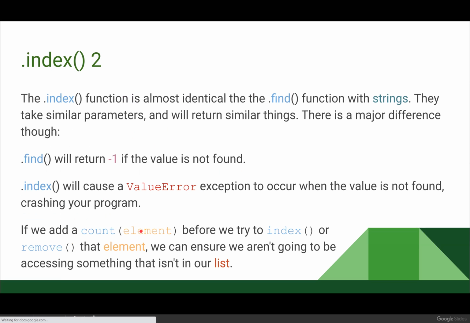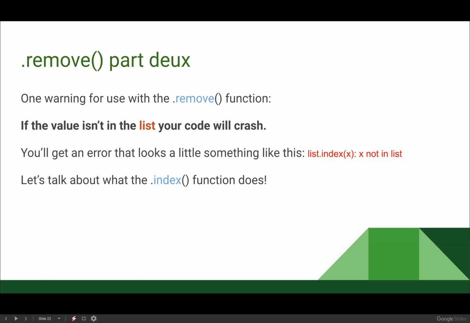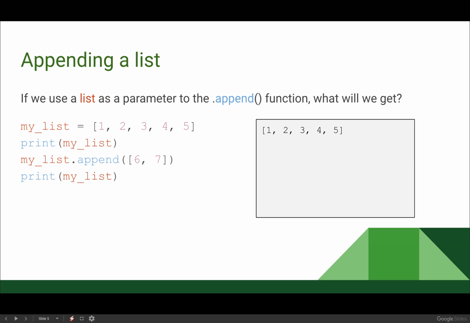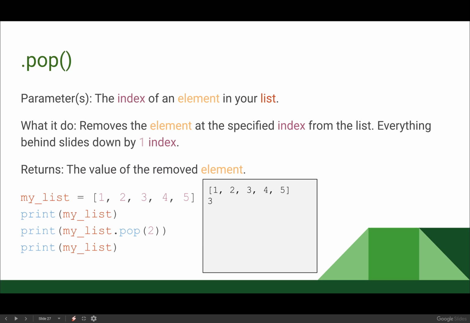Most of these methods are not going to return anything. Index will return something, remove will not return anything, count will, but most of the other ones that are going to change our list somehow will not return anything. Pop will return something. It'll return the value that was removed. So my list is 1, 2, 3, 4, 5. If I pop at index 2, 0, 1, 2, that will return the value 3. And this will also change my list. So my list is now 1, 2, 4, 5, because I've removed the value at index 2.